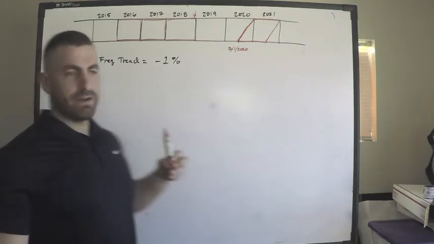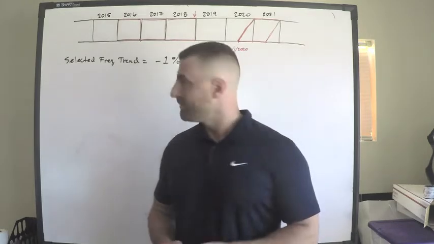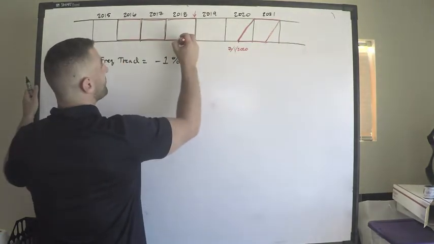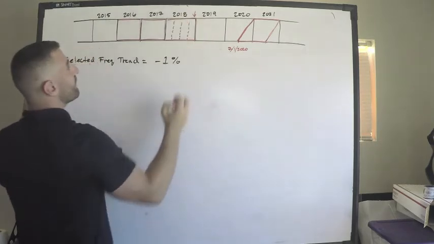Now, if I look at the severity, it's a little bit different because I noticed that the 12 point, and by the way, a lot of times when I draw this picture, I'll sometimes break these up into quarters. So there's my quarters.